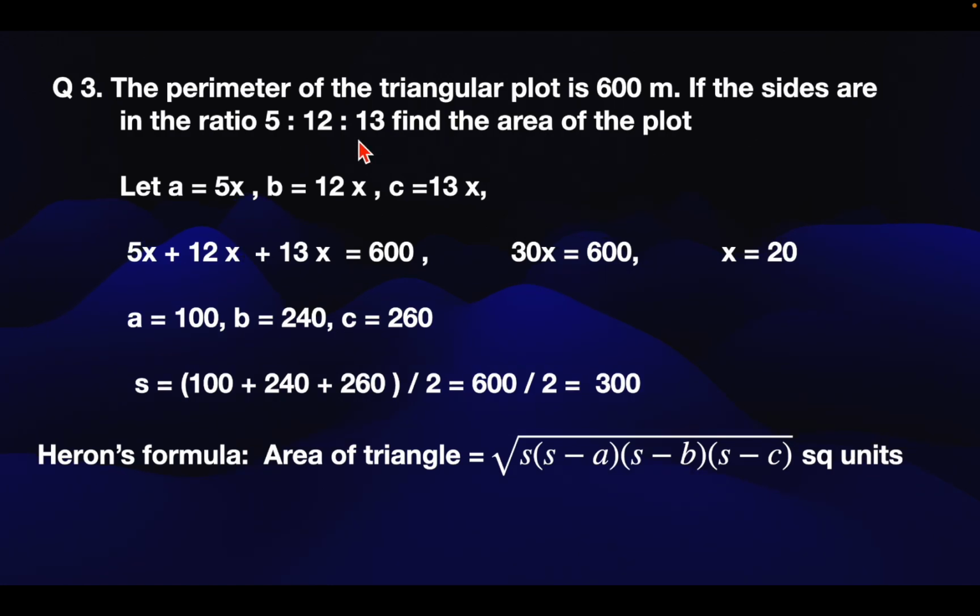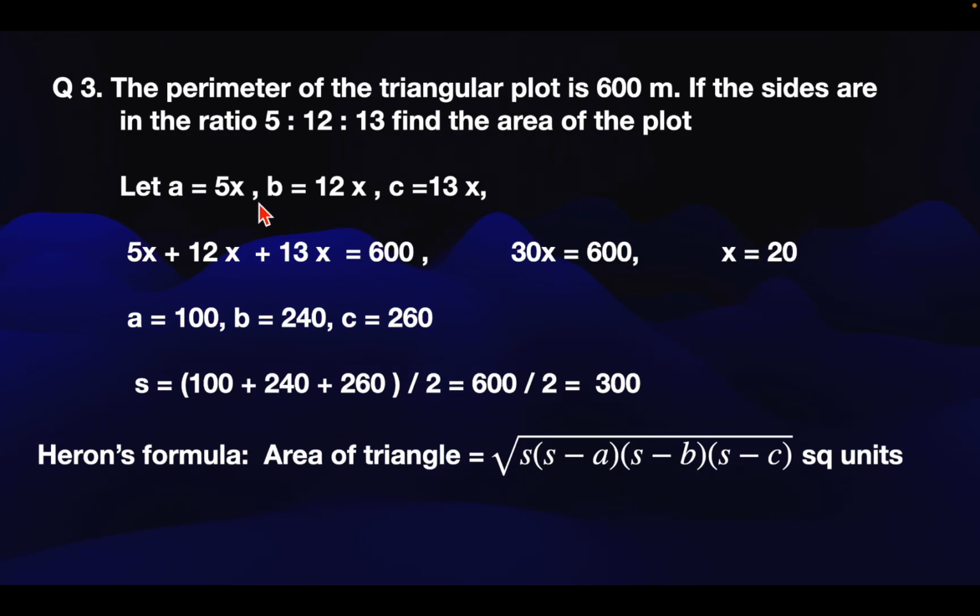So here it is given, the length is given in terms of the ratio. So first we will multiply it with x. So let A, the first length, be 5x, second B be 12x, C be 13x. So here we have to find this value of x. So here they have given the perimeter as 600 meter. So you can add up these values and it will be 600 meter. So A plus B plus C is equal to 600. That is 5x plus 12x plus 13x is equal to 600. Simplify it. You get the value of x as 20.